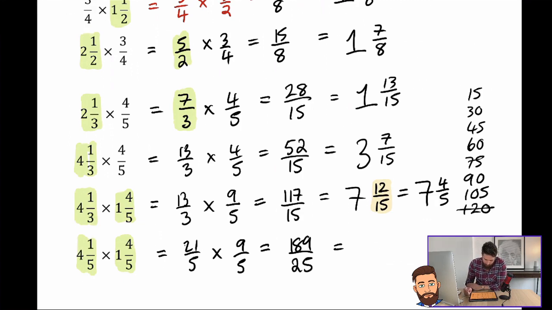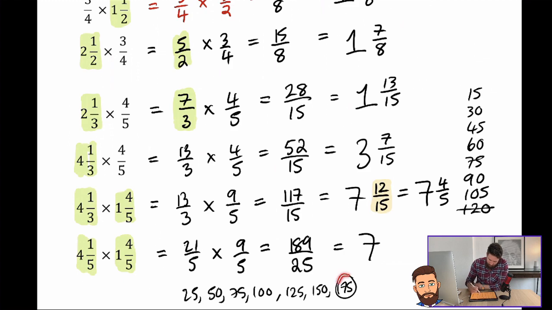Well, that would be, again, same method. You can write out a 25 times table, so you can say 25, 50, 75, 100, 125, 150, 175, so that is 1, 2, 3, 4, 5, 6, 7 whole ones. How do you get from 175 to 189? Well, there's going to be 14 left over, 25, which cannot be simplified.